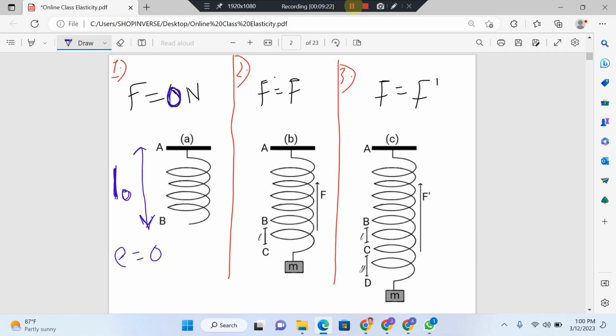Now, in the second scenario, in the second case, what do you have? You have the force applied is F Newton, right? And what about the length of the spring? The length of the spring has increased. Yes, there's an increase in the length of the spring. So you can see what we have here shows the extension. That means the spring has extended. There's an increase in length, right?